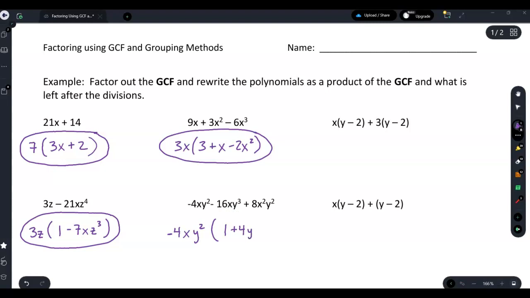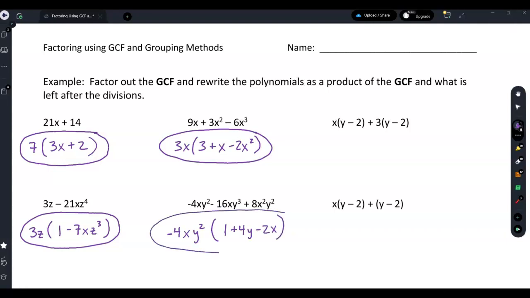And then my last term, if I take 8x squared y squared and divide it by that GCF, 8 divided by negative 4 is negative 2. X squared divided by x is x. And y squared divided by y squared is just 1. And if I multiply it by 1, that doesn't change it, so I don't need to write that 1. And that's my answer there.